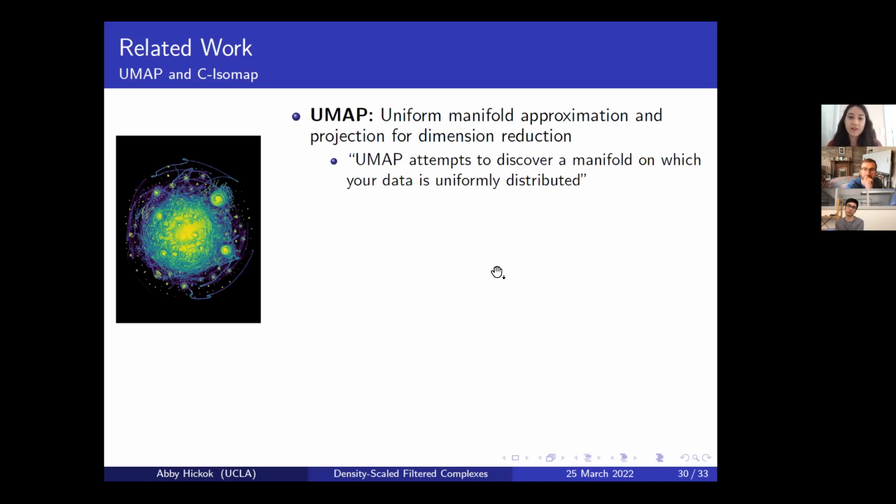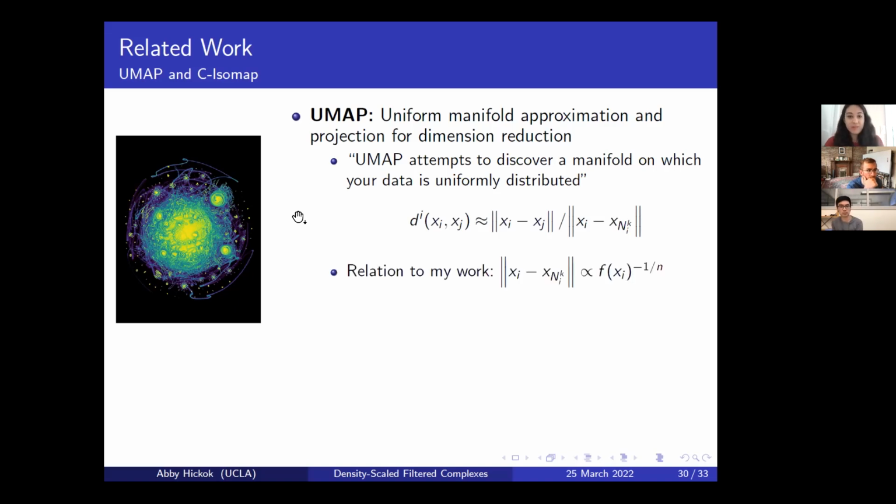UMAP attempts to discover a manifold in which your data is uniformly distributed, and that is exactly what we did here, where we defined a Riemannian metric in which, in the new metric, things were uniformly distributed. And I maybe won't go through the details, just for time.